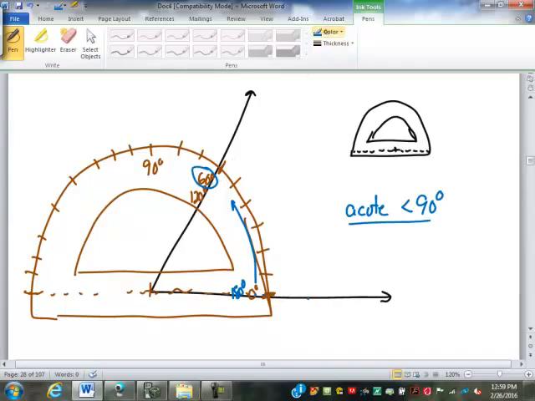If it were starting over here and going like that, well, then it's an obtuse angle. So with an obtuse angle, we'd use the one bigger than 90 degrees, because an obtuse angle is always larger than 90 degrees. So you don't need to necessarily follow the scales. You should just be able to tell really quickly which of the two numbers you're going to use.